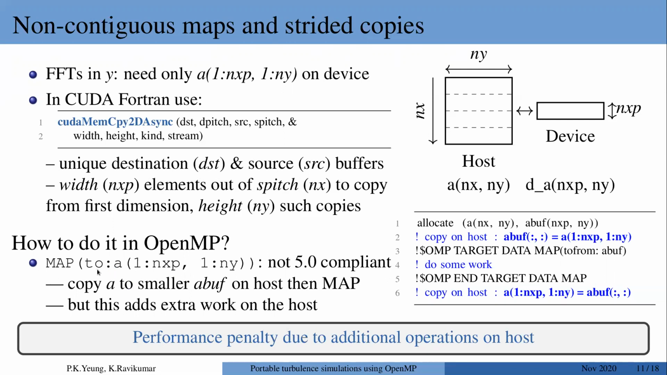A simple way would be to basically map the necessary elements using the map clause as shown here, but such sectional maps are not 5.0 compliant. So a workaround is to copy the necessary elements onto a smaller buffer on the host itself, and then map that smaller buffer to the device. But this requires some additional work on the host, which incurs some performance penalties that we would be better off without having.